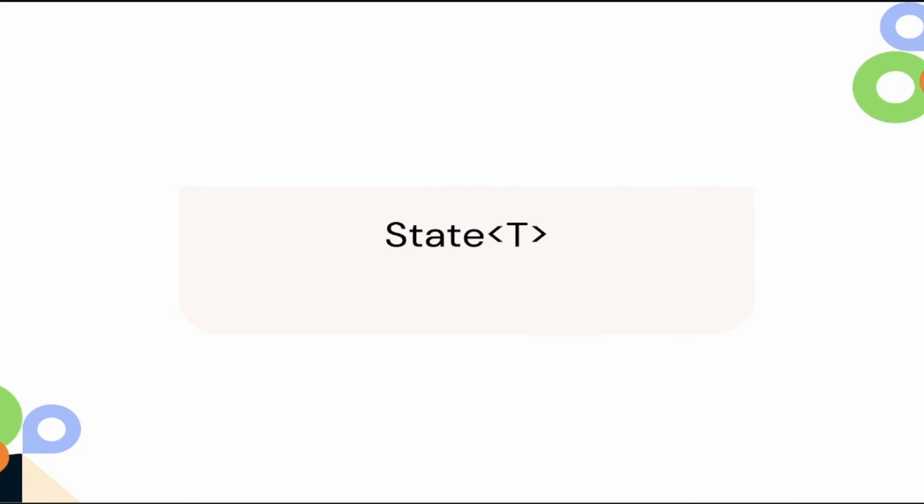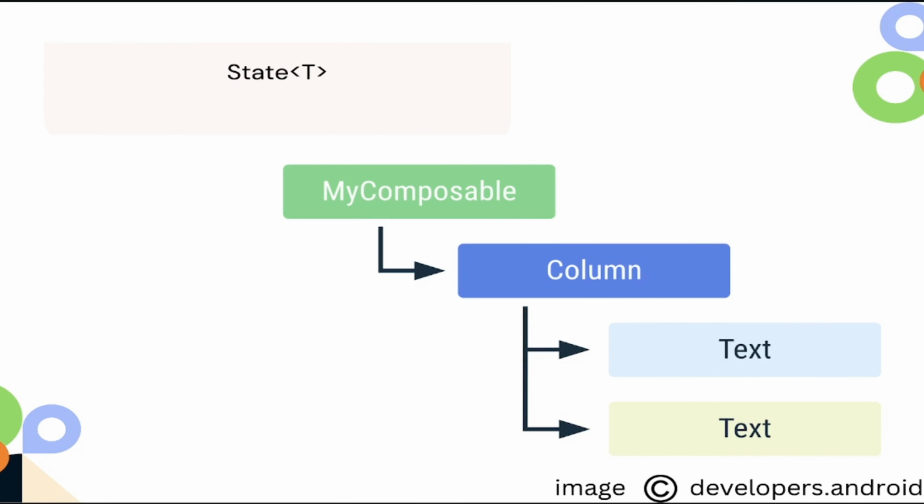Recomposition is typically triggered by a change to a state object. Compose tracks these changes and runs all the composables in the composition that read that particular state, and any composable that they call that cannot be skipped. If a composable is called multiple times, multiple instances are placed in composition. Each call has its own life cycle in the composition.